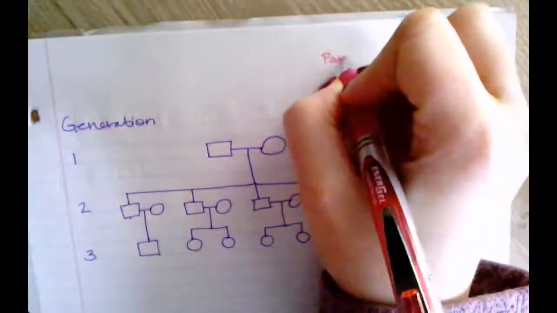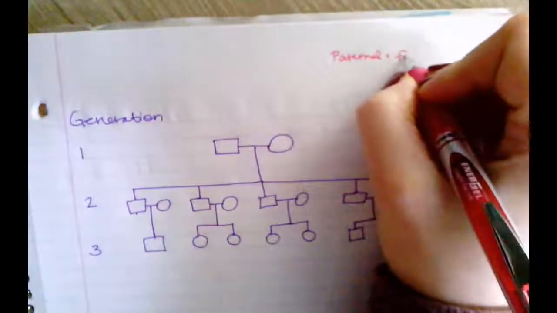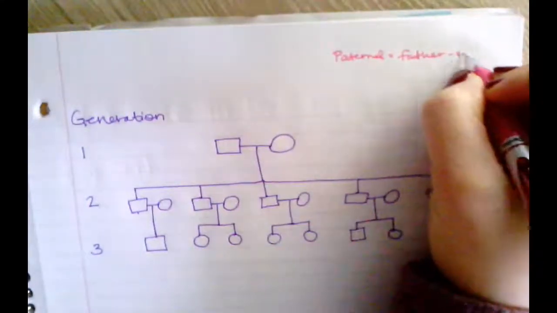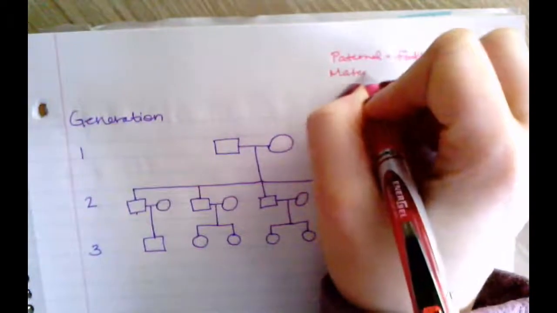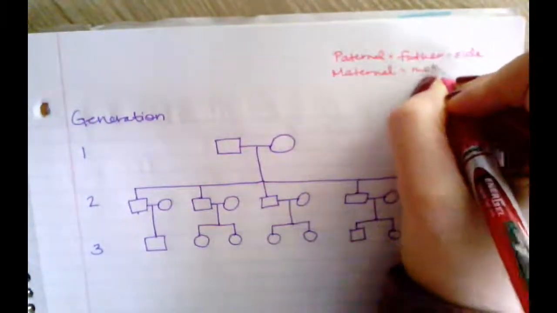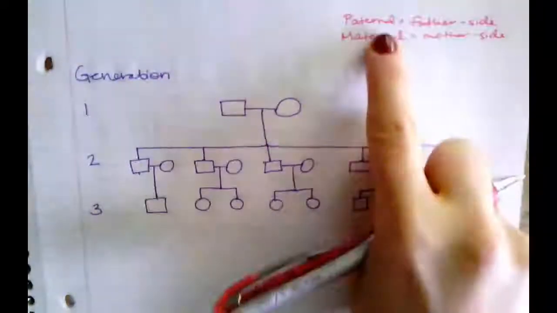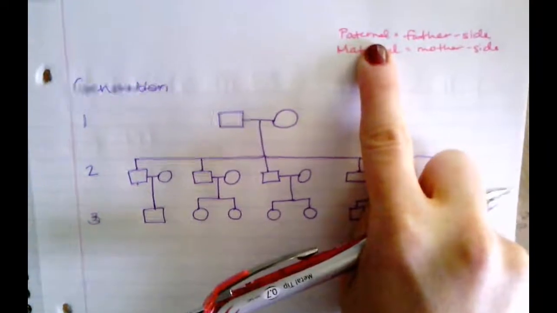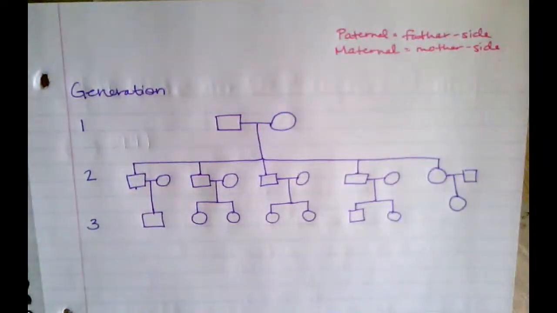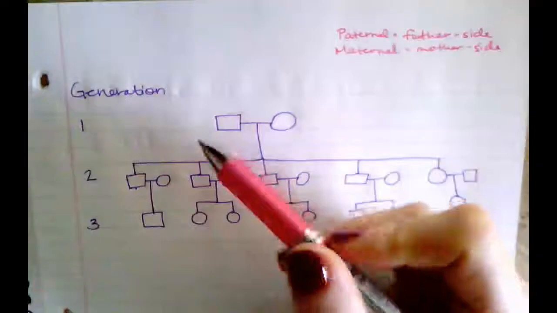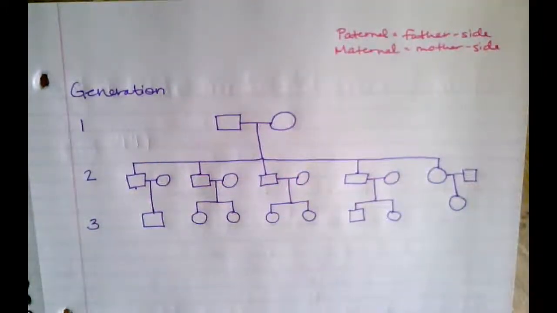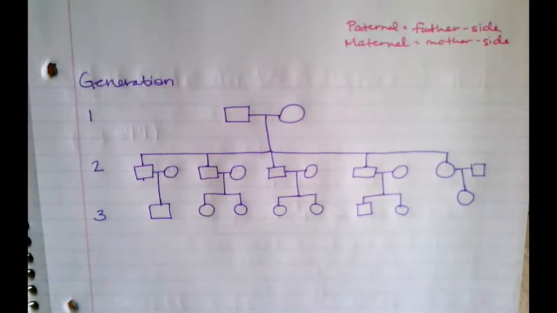So we have paternal, which means father side, and maternal equals your mother side. Okay, so my paternal grandmother and grandfather are still alive, but my maternal grandma and grandpa have passed. So this I could do on my mom's side, but these have since died, and you actually put a line through them if they are deceased. So we're going to go ahead and start to go through this, okay?